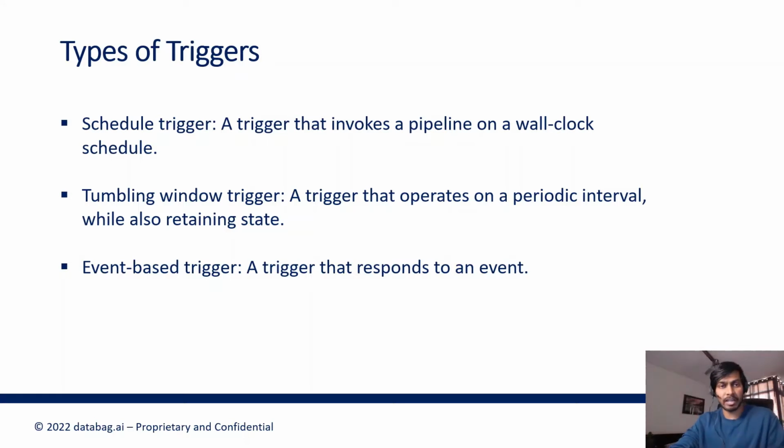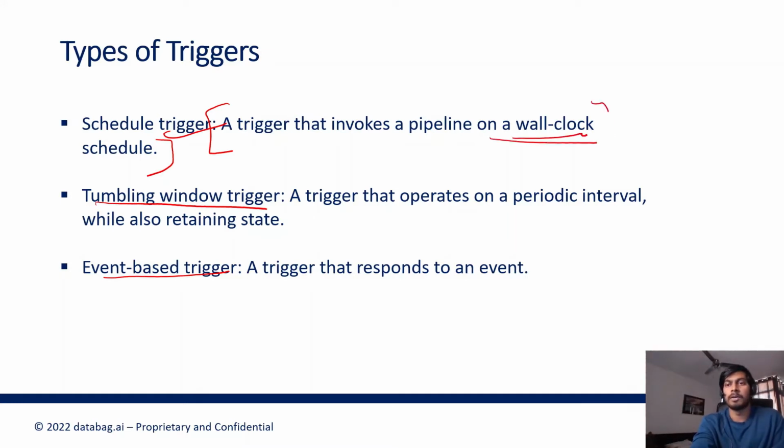Basically you have three types of triggers: scheduled trigger, tumbling window trigger, and event based trigger. So let's try to see one by one. So what is schedule trigger? I think the name itself is basically self-explanatory. You are trying to schedule a trigger, a trigger that invokes a pipeline on a wall clock schedule. Basically I say that every day morning 9 a.m. you trigger my pipeline. So that comes under schedule trigger.